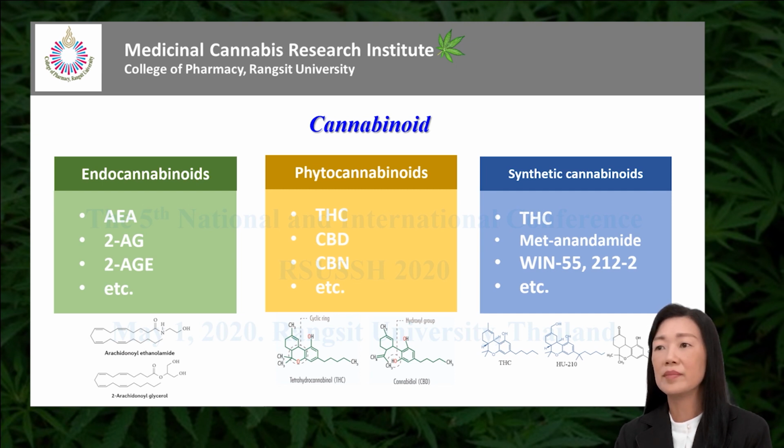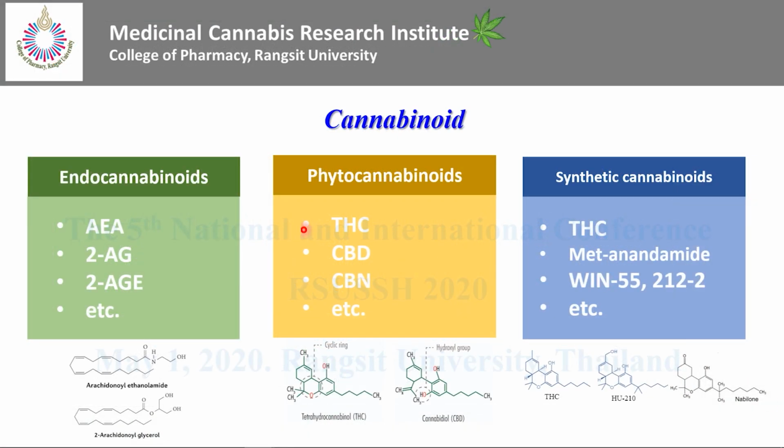Cannabinoids generally have been classified following their origin into endocannabinoids such as arachidonoyl ethanolamide or AEA and 2-arachidonoyl glycerol or 2-AG; phytocannabinoids such as delta-9 tetrahydrocannabinol or THC, cannabidiol or CBD, and cannabinol or CBN; and synthetic cannabinoids such as THC, methamphetamine, and nabilone.